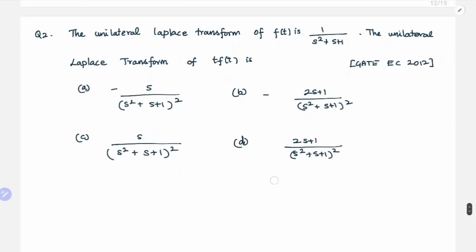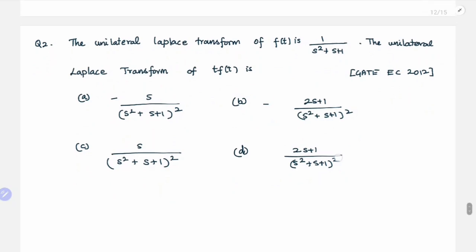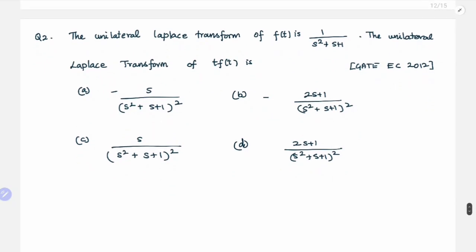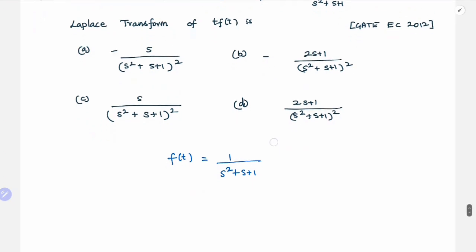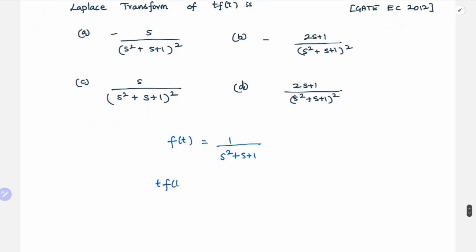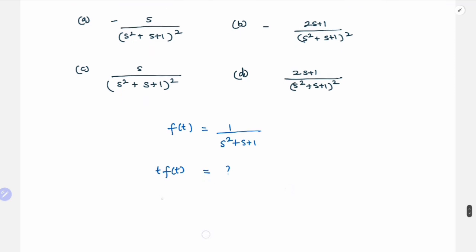Moving on, the unilateral Laplace transform of f of t is 1 by s square plus s plus 1. We need the unilateral Laplace transform of t f of t. For this again, you need to know the properties of the Laplace transform. Suppose, let's say, in the examination hall I do not remember this formula. What do I do?